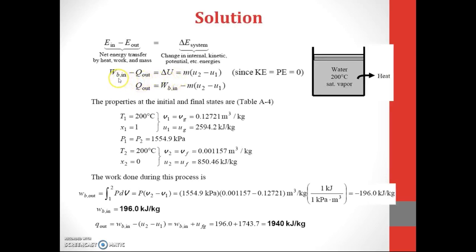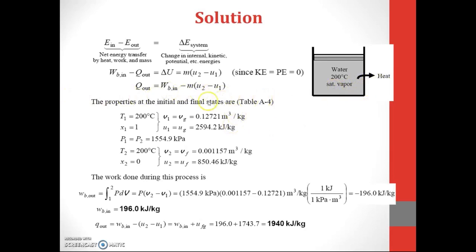So what's left is work in minus Q out equals delta U, because delta KE and delta PE are equal to 0, and delta U is actually m(U2 minus U1). So rearranging, Q out equals work in minus m(U2 minus U1). Going from saturated vapor to saturated liquid, you are losing heat. That is condensation, right?